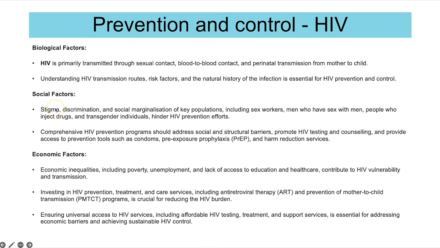well. Social factors then: we've got stigma, discrimination, and social marginalisation of key populations, including, as has happened in the past, sex workers, men who have sex with men, and people who inject drugs. But it's best to think about the biological factors of how you can protect people without this discrimination. Economic factors as well. Poverty always plays a role, which links to the lack of education that people might have of how they can protect themselves, but also it might link to lack of access to drugs, so antiretroviral therapies or ART, which an infected mother can take while pregnant to prevent it being transmitted to their child.